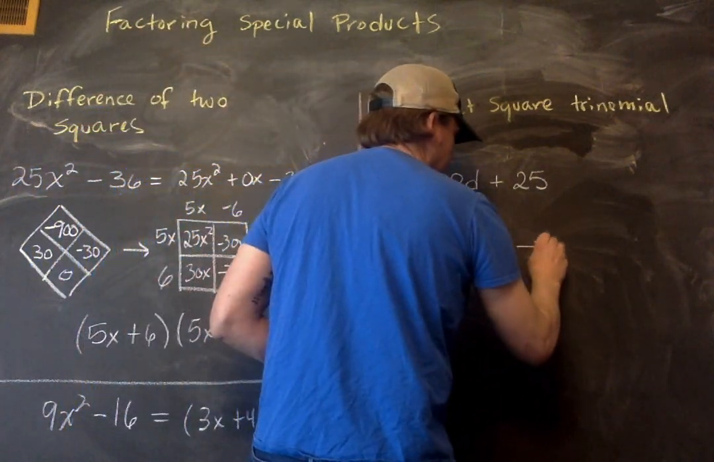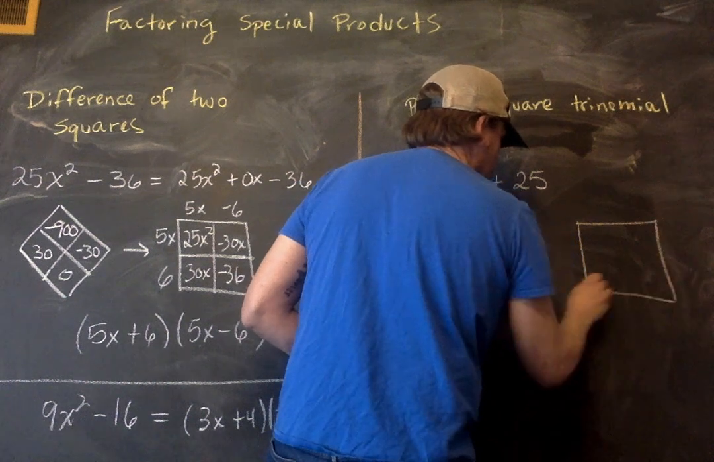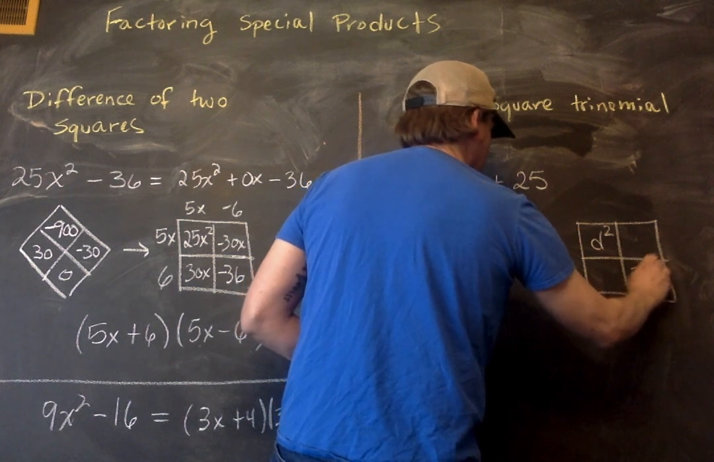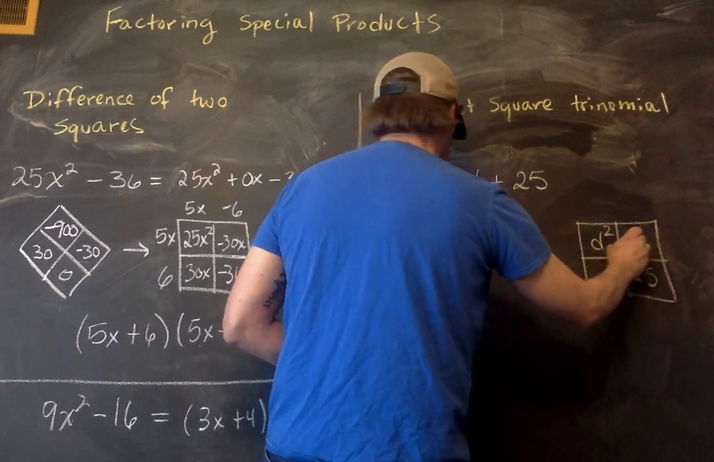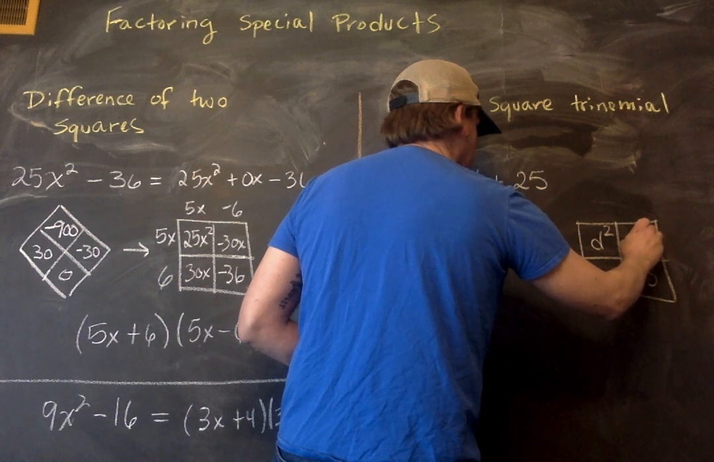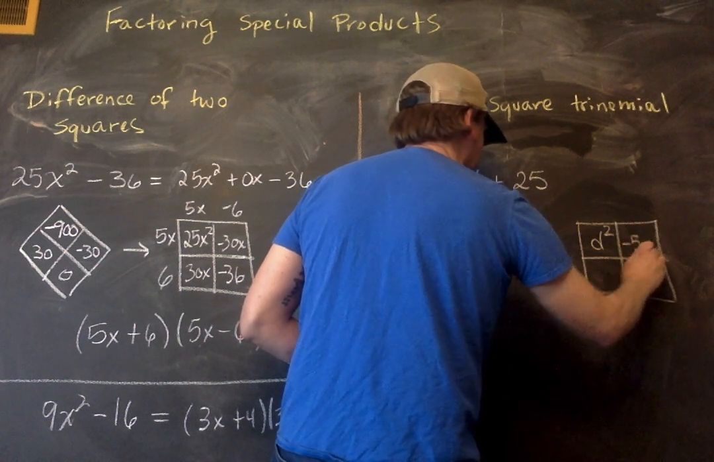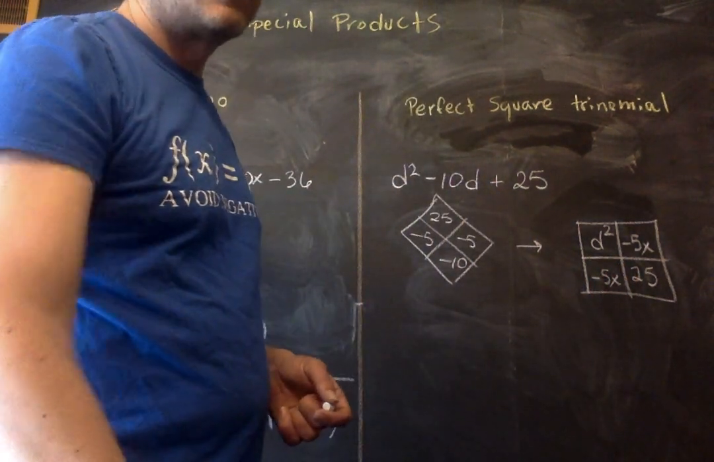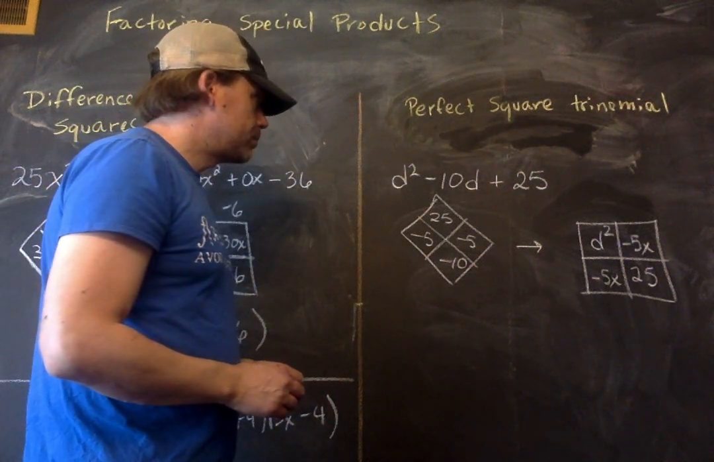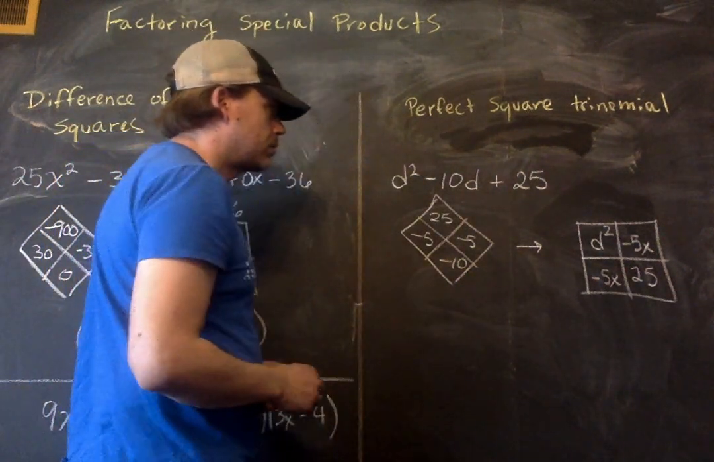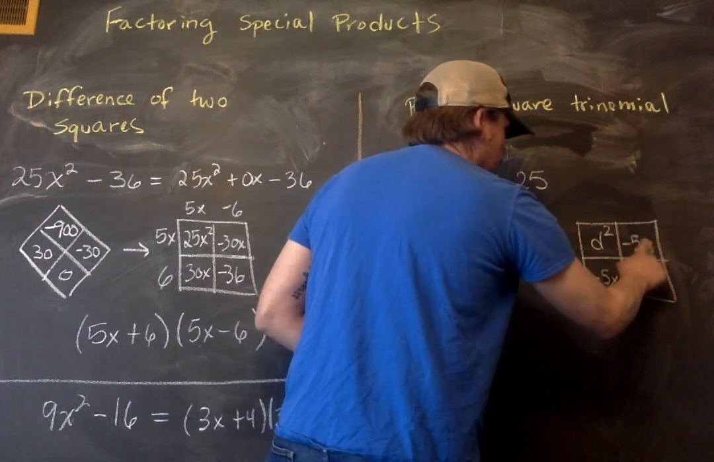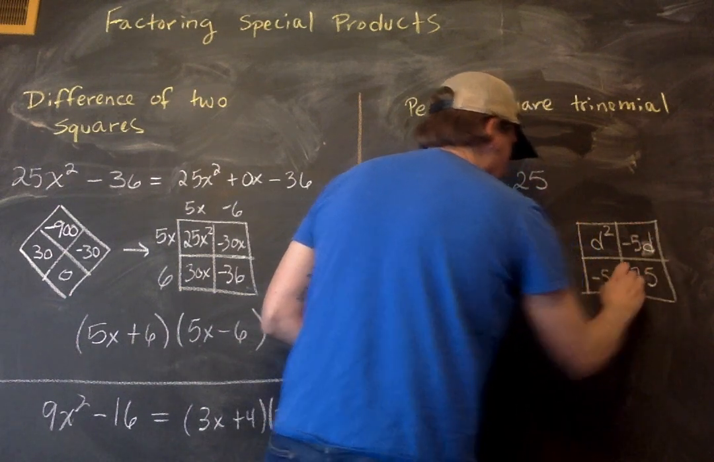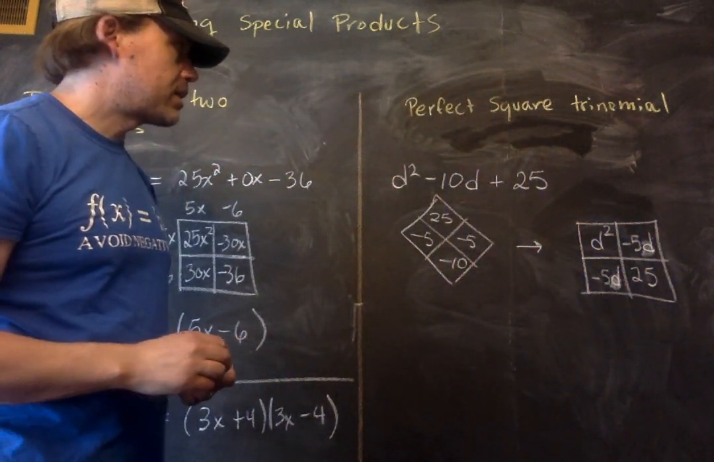For my box then, do this quickly. I'm going to put d squared in this corner, 25 in that corner, and then the two things I found from the diamond, negative 5x and another negative 5x. So when I have that, oh, we're not using an x, are we? We're using a d. Change that. So the variable is d. That was my last mistake of the week.